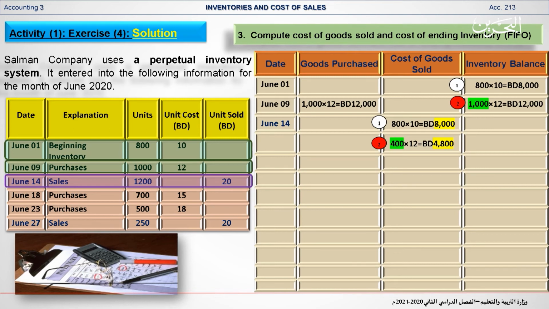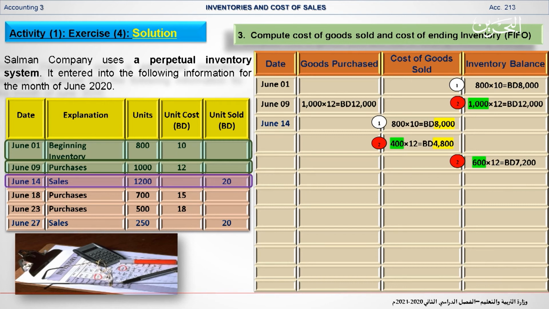As I explained before, in perpetual inventory system, the inventory cost balance has to be updated after each transaction. The inventory cost will equal the remaining inventory units from purchases on 9th of June multiplied by unit cost, that is 600 multiplied by 12 equals 7,200 BD.